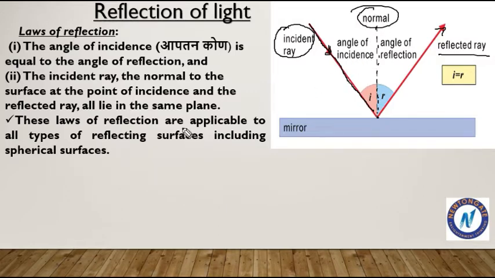The angle of incidence is, let me just erase everything. Yes, the angle of incidence is the angle made by this incident ray with this normal. So this is the angle of incidence.